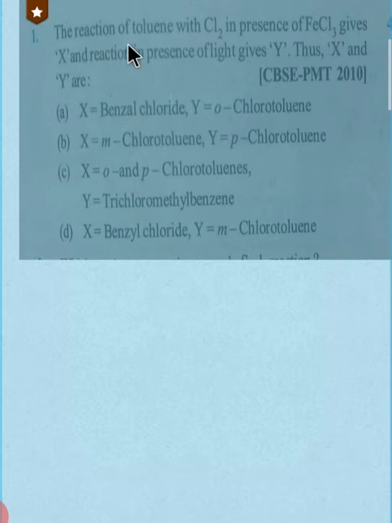The next question is: the reaction of toluene with Cl2 in presence of FeCl3 gives X, and reaction in presence of light gives Y. X and Y are? We need to identify X and Y among these four options. This was asked in CBSE PMT 2010. Let me solve this question. This is an easy question. This is our toluene.